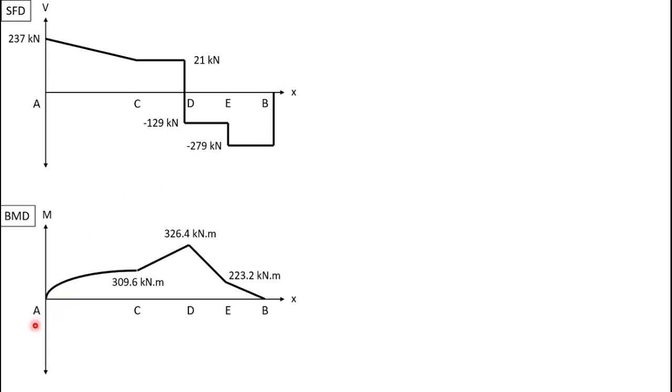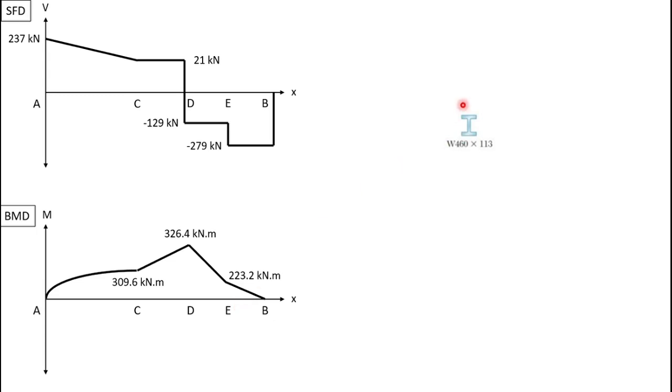And the next is the BMD. For section A to C, there is a transverse section where the load is based on the distance, so the bending moment will form a curve like this one, where the maximum value of the transverse section is equal to 309.6 kilonewton meter. And for DEB, it is a normal load. At D, the bending moment increases to 326.4 kilonewton meter. At E, it decreases to 223.2 kilonewton meter. And at B, it is equal to 0.